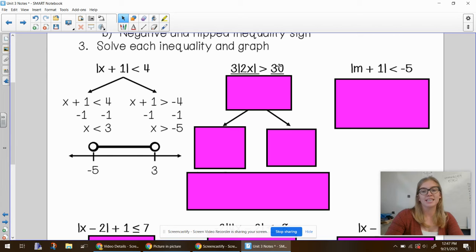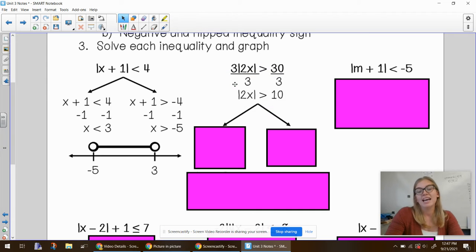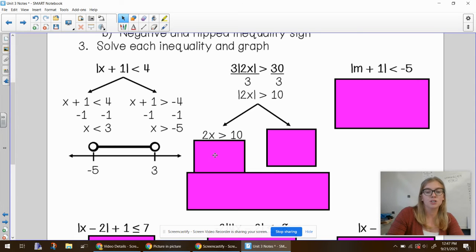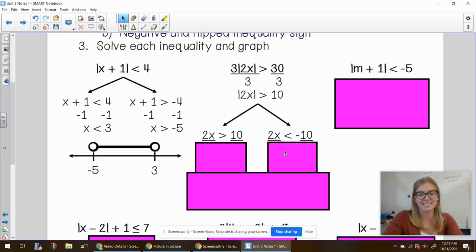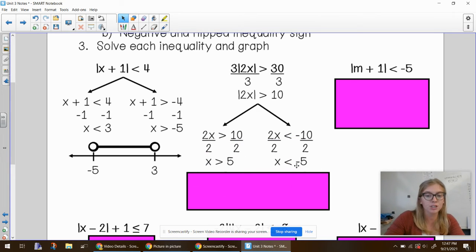In the next one, to isolate absolute value, we have to undo this 3. The 3 is being multiplied, so we're going to divide by 3. And that gives us the absolute value of 2x is greater than 10. Now I'm going to make my two inequalities. One is going to say 2x is greater than 10, the exact same thing. And one says 2x is less than negative 10. Then we're going to divide both sides of the inequality symbol by 2. We have x is greater than 5 and x is less than negative 5.